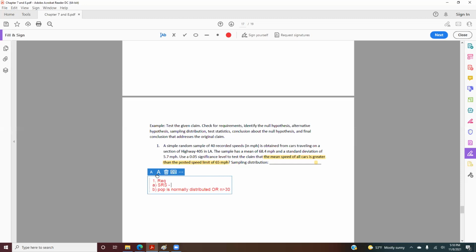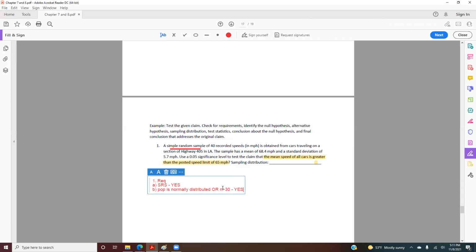So my question is, is this a simple random sample? Yes. And it's stated in the question right over here. So it has to be stated in the question. Next is your population is normally distributed or your sample size is more than 30. Do we have that? Yes, it's 40. So since your sample size in this case, you have 40 cars here.